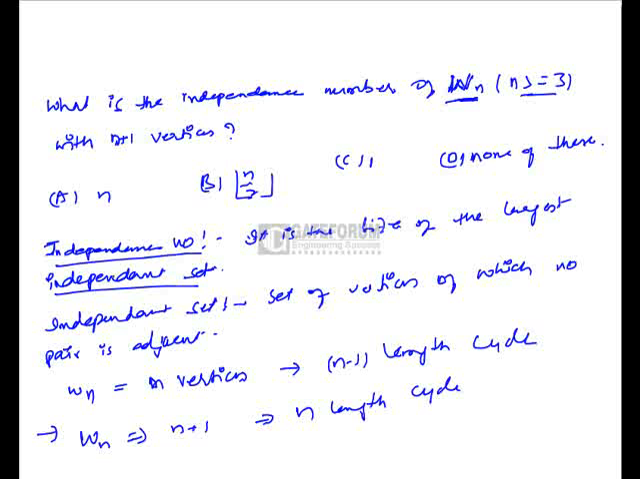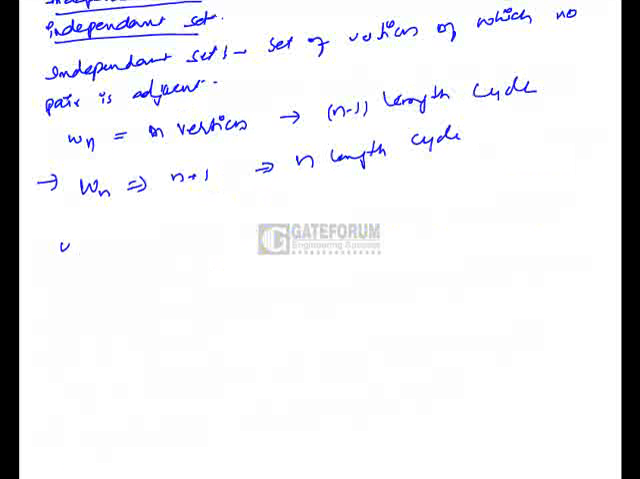Just now we wrote down the definitions for independent set and independence number. Independence number is the size of the largest independent set, whereas independent set is a set of vertices of which no pair is adjacent. So now let us take W3. According to this representation, it contains 4 vertices. So this is a cycle graph with 4 vertices, W3, and it is represented by W3.